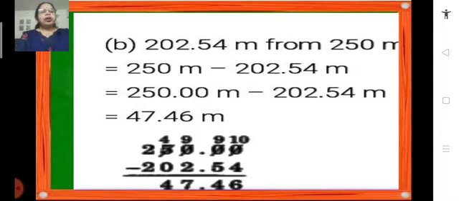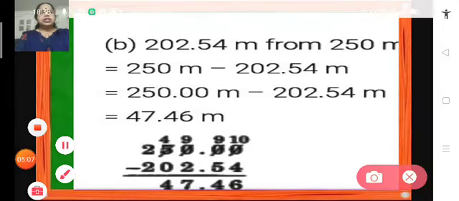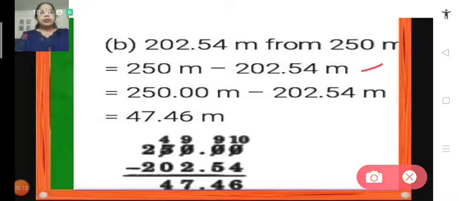B, 202.54 meters from 250 meters. That means 250 meters minus 202.54 meters. So, in order to make them like decimals, we write 250 as 250.00 meters minus 202.54 meters. Then we subtract them. So, here we have in hundredths place 0. So, 1 will be borrowed from tenths. Again in tenths we have 0.